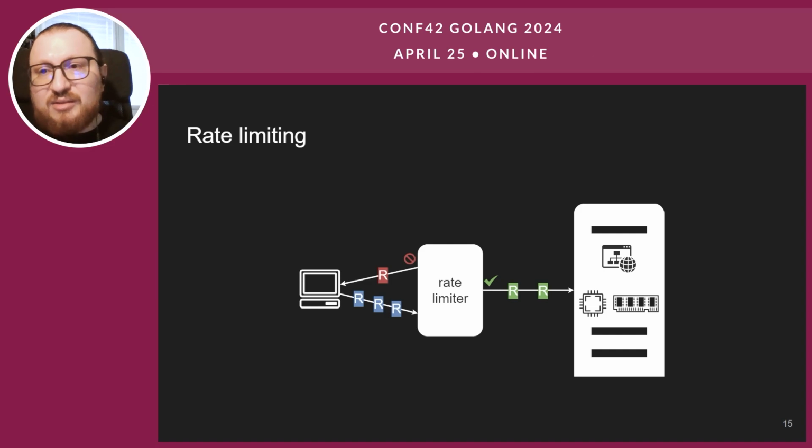Rate limiting is a technique used to control the flow of requests to a network, resource, server, or API. It essentially sets a limit on how often a user or application can perform a specific action within a given time frame.